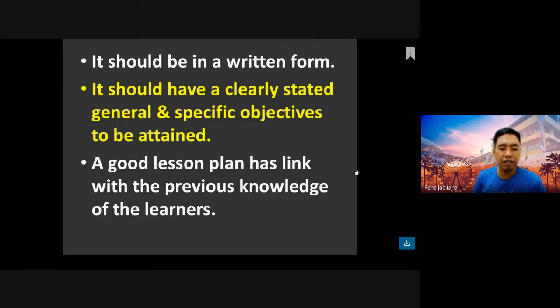A good lesson plan is linked with the previous knowledge of the learner. So, as teachers, we need to elicit the previous or prior knowledge, or the schema, of the learner. When we craft the lesson plan, we need to get back on track with the type of learners that we have, and of course their previous knowledge, the stock knowledge. So what is their previous knowledge on the topic that I'm going to discuss? You need to identify that, and know how it is correlated and linked with the previous discussion and previous knowledge that we had in the previous years and previous levels.